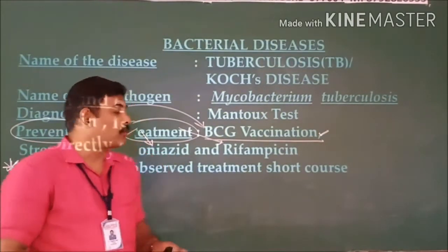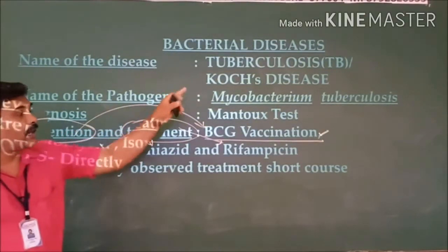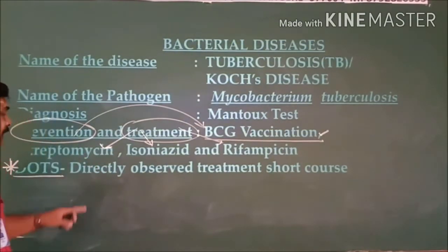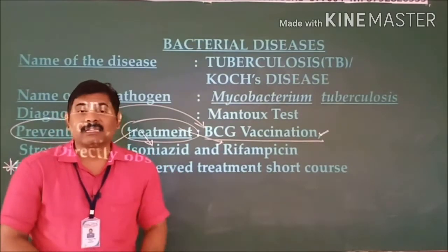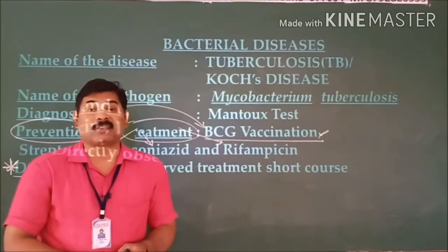And he is telling about DOTS, which is the name of a treatment that is available in order to treat tuberculosis. Then what does DOTS stand for? Here, Directly Observed Treatment Short course is the full form of DOTS. It runs for about 6 months.